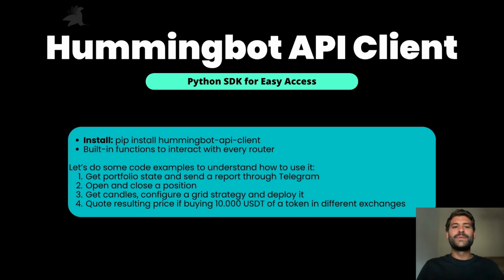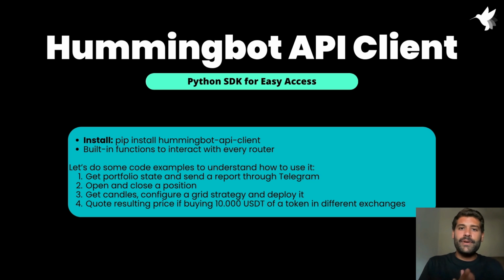In this video, I'm going to introduce you to the Hummingbot API client, that is our Python SDK to interact easily with the Hummingbot API. You just install it as easy as pip install hummingbot-api-client, and it has a very clean and nice design where you just put client dot name of the router dot method, so it's very easy and well structured to know what are the available things that you can do with it.